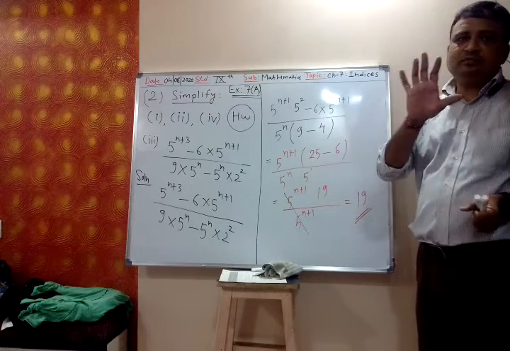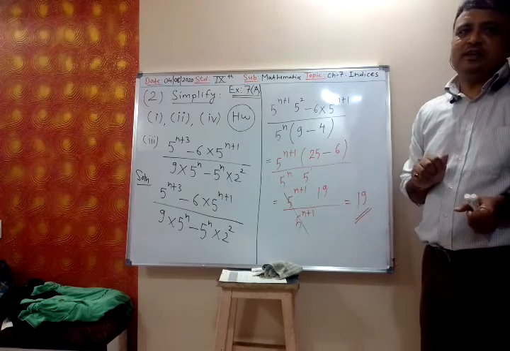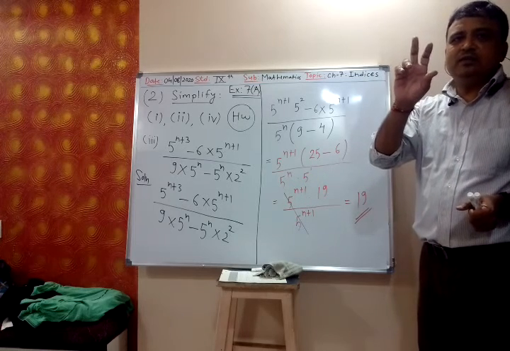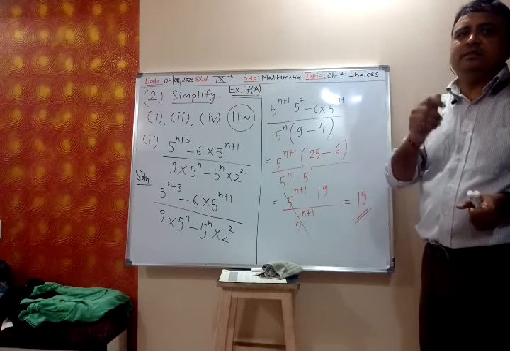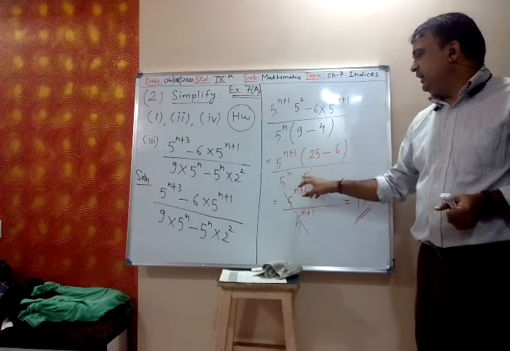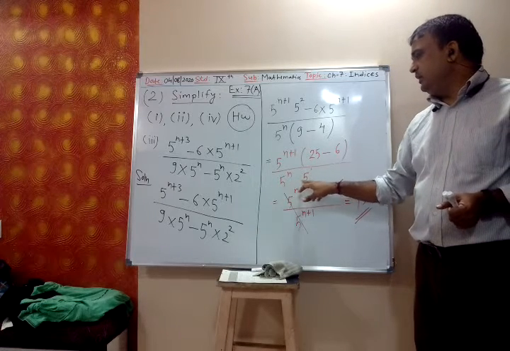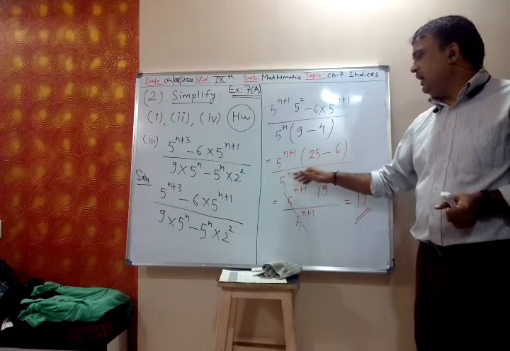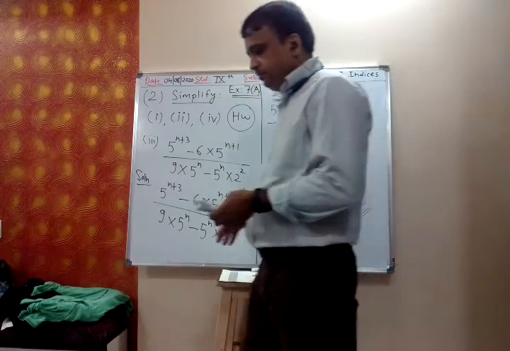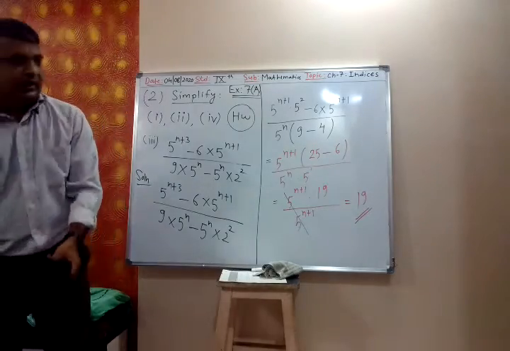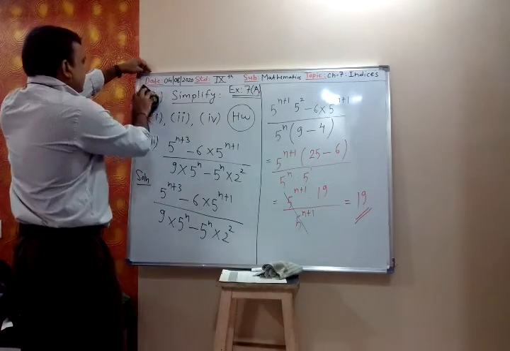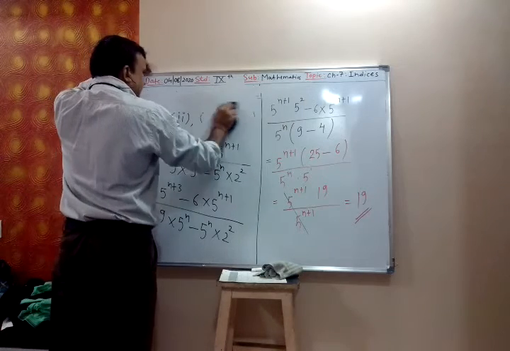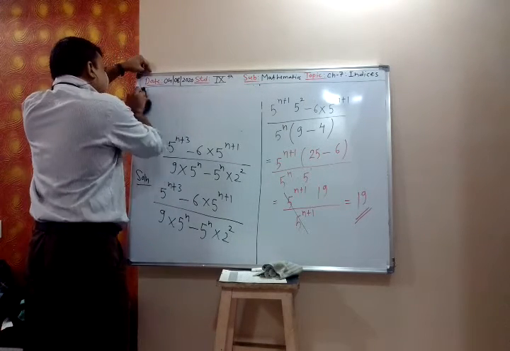See, we don't multiply the base. Whenever base is same, we don't multiply the base. We add the power of the base. We take the same base. We don't multiply 5 and 5 because they are the base. So that base I will take common and add the power n plus 1. A raised to m into a raised to n, the base is same, a. So in that case we add the power. So base we don't divide and multiply.